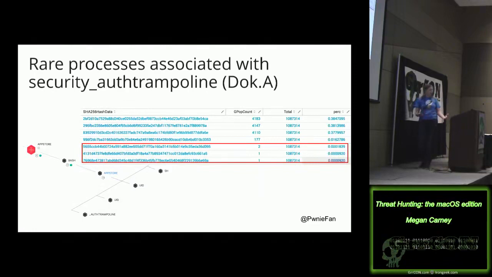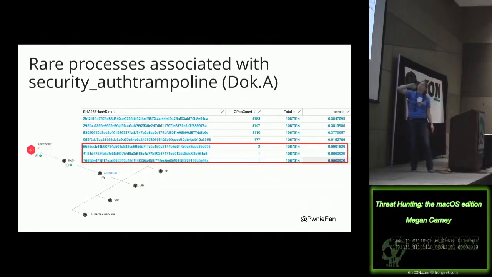All right, so my hypothesis. If you have a process that's used security off trampoline, and there's only, say, one process in your environment that's used it, then maybe that's something to look at. So I specifically looked for the doc-A processes to see how many times they appeared, because some of these are actually system utilities that doc-A is using that are also using security trampoline, so those aren't all malicious hashes.